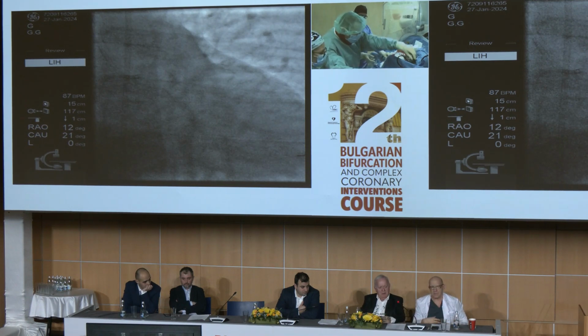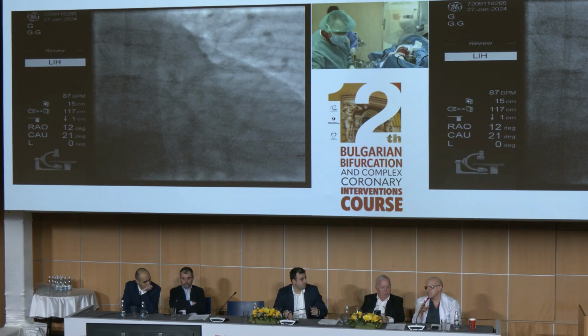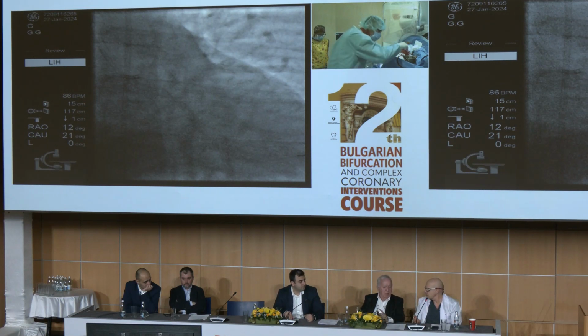We have 2.5. We need something at the same time, it should be reasonable. Give me the syringe with water. Rotoblade on the table, so we can do it.